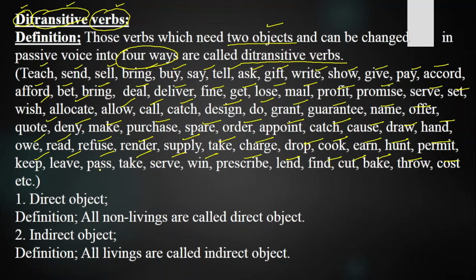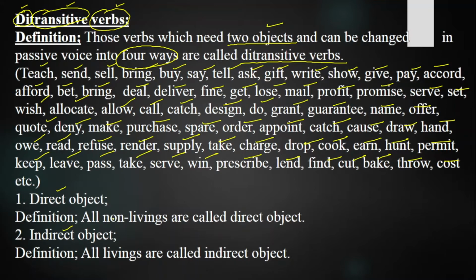These are called the ditransitive verbs, and these are the verbs which can be changed in active voice into two ways and in passive voice into four ways. These we will be discussing. One thing we learned in the definition is that these verbs need two objects. Now, these two objects can be of different kinds. One object will be called the direct object and the second one will be called the indirect object.